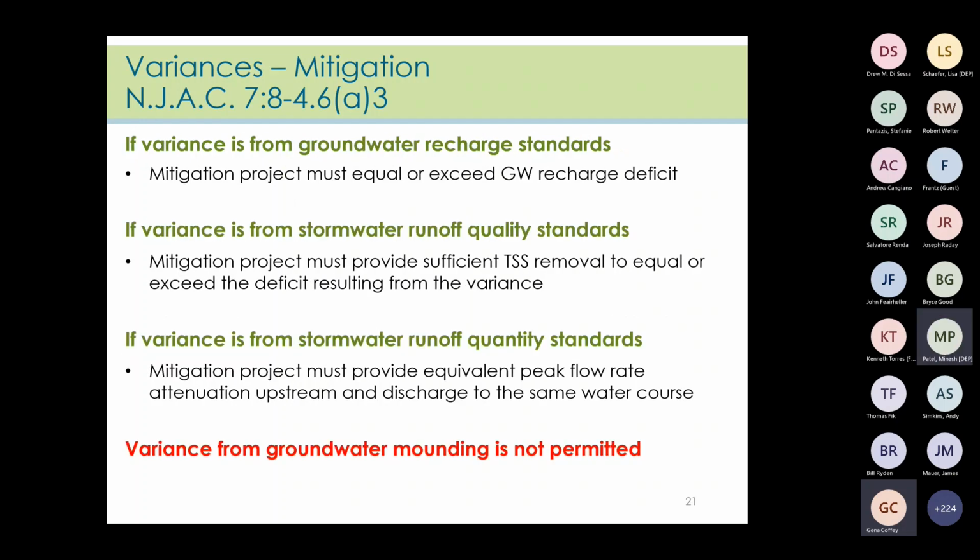Variances from the other standards are as shown on this slide. Note that there's no waiver or variance allowed for groundwater mounding. That's because the steps listed in Chapter 13 of the BMP manual make it clear that if the selected BMP fails to pass the groundwater mounding analysis, another BMP must be selected and assessed, meaning that a whole redesign is going to be required.